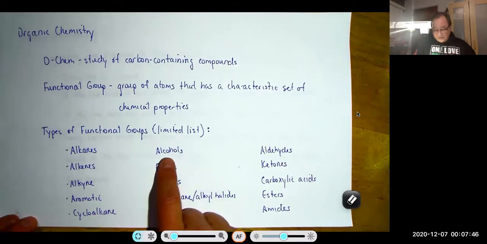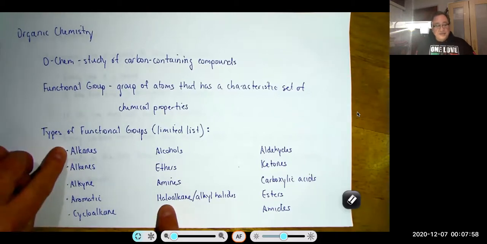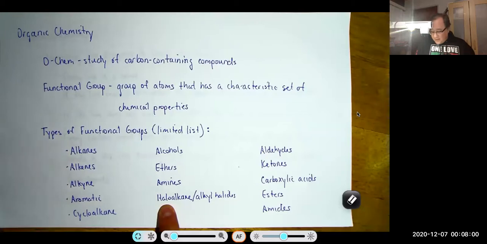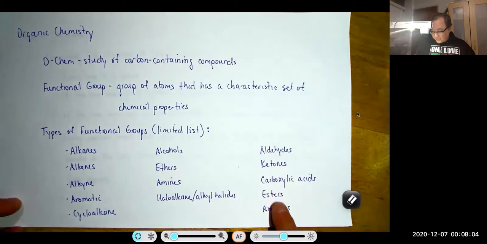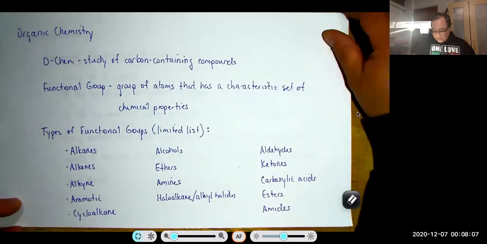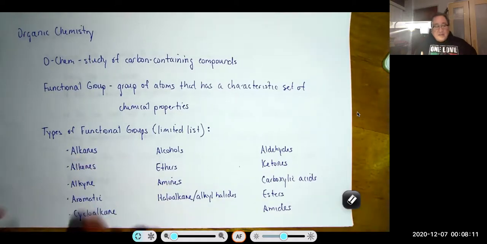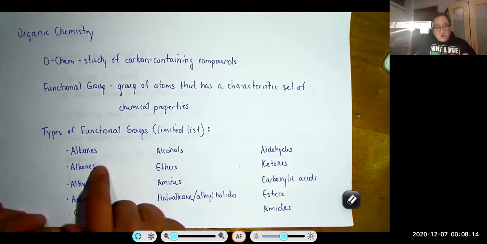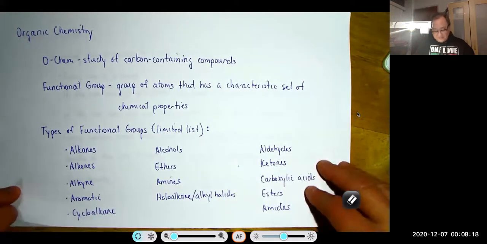There are alcohols, ethers, amines, and what are called haloalkanes or alkyl halides. If these sound like they're alkanes with halogens, it's because they are. And then there are aldehydes, ketones, carboxylic acids, esters, and amides. So those are some of the different functional groups, and alkanes will all react the same way. Alkenes will all react the same way. Alcohols will all react the same way chemically.